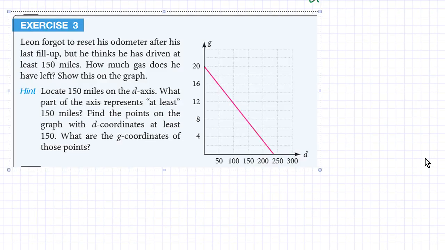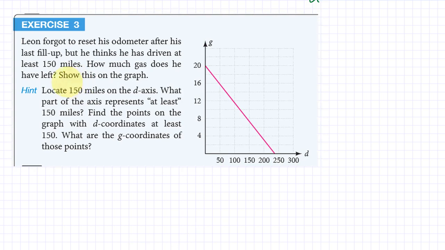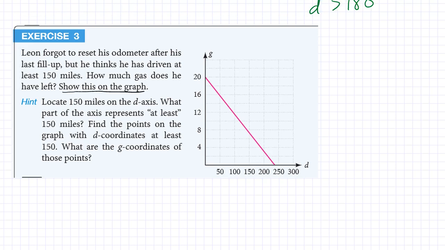Here's another one for you to do on your own at the end of this. This is similar to the last example. You do need to show this on the graph this time, because you should already have a graph of this. And there's a hint there. So the answer is going to be either in the form at least or at most, or you can write it as an inequality too. And good luck with that.